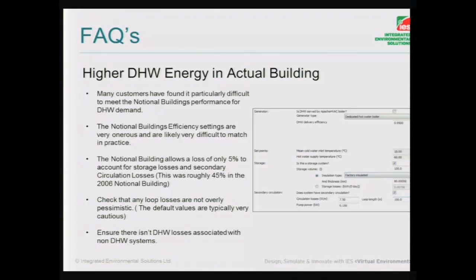Now, it's been noted that the efficiency values that the notional building uses are extremely onerous, and would be pretty much near impossible to actually meet in an actual design. The notional building only allows 5% from the domestic hot water system to account for storage losses, secondary circulation losses, and so on. To put that into context, in the previous notional building from 2006, the losses accounted for about 45% of the overall reduction. So it's an enormous jump from where it was.